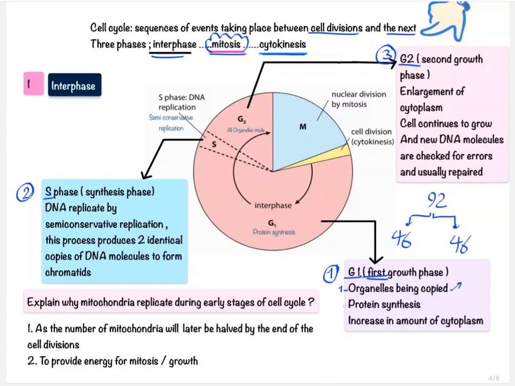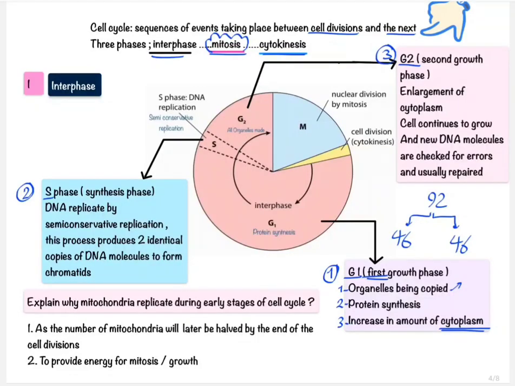Organelles being copied, protein synthesis, an increase in the amount of cytoplasm in order to divide it. Like, you're not going to divide the same amount of cytoplasm. This is not going to be an appropriate or a normal cell, okay? It's going to be abnormal at this time. So again, in the first growth phase, we have the organelles being copied, protein synthesis, and the amount of cytoplasm is increased.